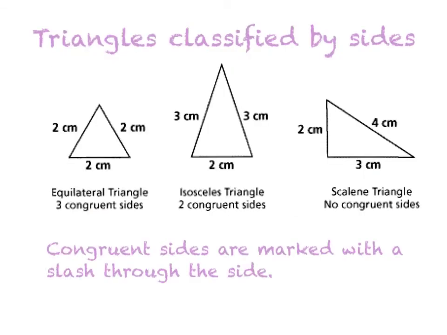Triangles are classified by their sides as well. And just a reminder, congruent sides are marked with a slash through each side. So if I wanted to show that in this equilateral triangle, all the sides are congruent, I can put a slash through each side. And that is the definition of an equilateral triangle. It has 3 congruent sides. An isosceles triangle has 2 congruent sides. And a scalene triangle has no congruent sides.